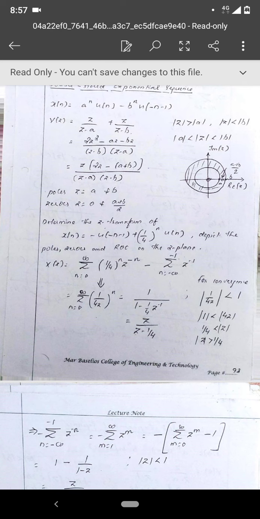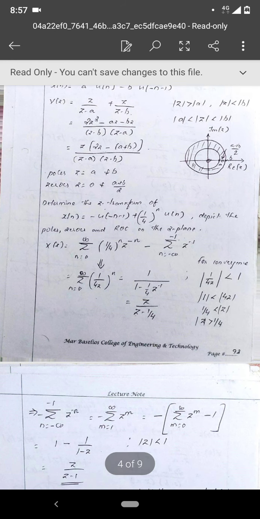That is, for the first one, b is 1 here, minus is already there, b is 1 here, so it is nothing but z by z minus 1, where the ROC is mod of z less than 1. And for the second term, that is a raised to n, so a is 1 by 4. So the result is z by z minus 1 by 4, where mod of z is greater than 1 by 4.